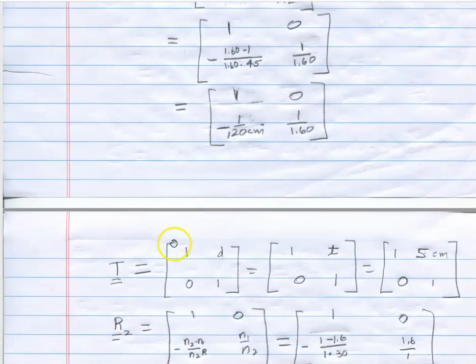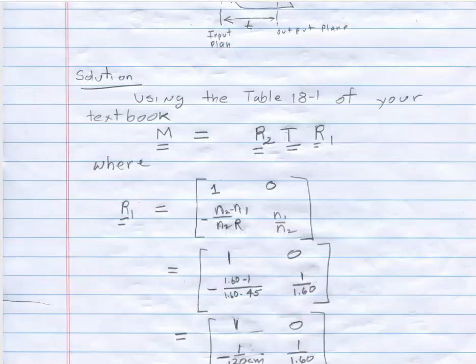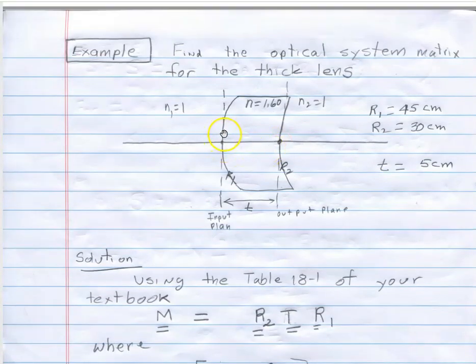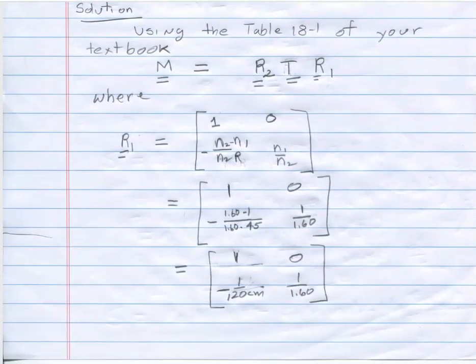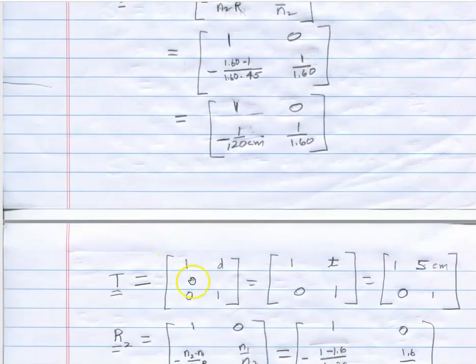Remember the translation. I've gotten through the surface, and now I'm going to go from here to here inside the media. As a result, my translation through this distance d, which is just the thickness of the thick lens, is 1, d. So here it becomes 1, t, 0, 1, and the thickness given from above was 5 centimeters. So my translation matrix is this.